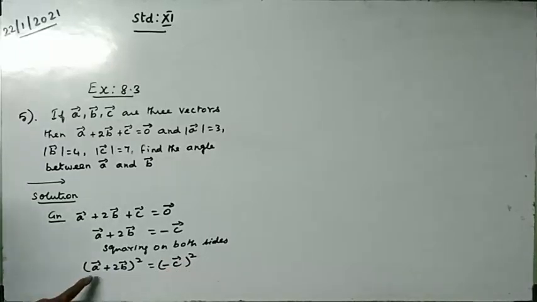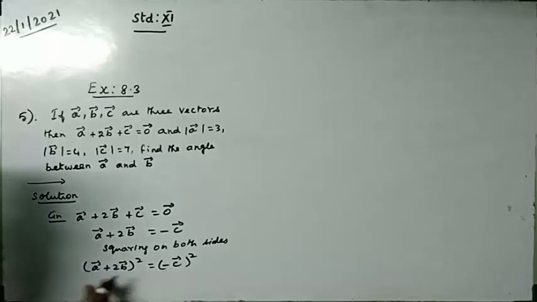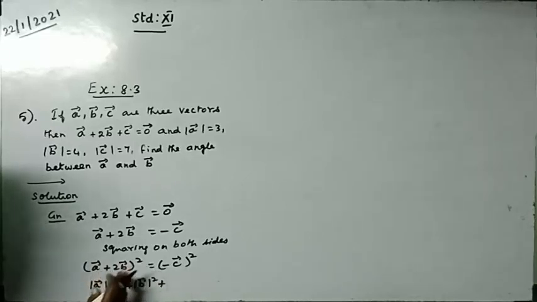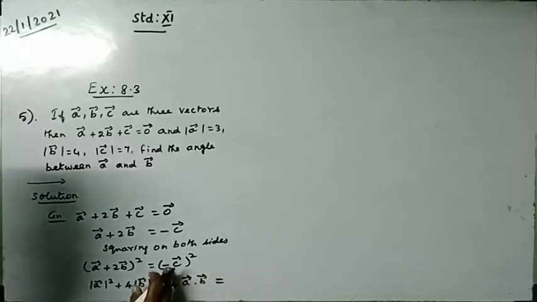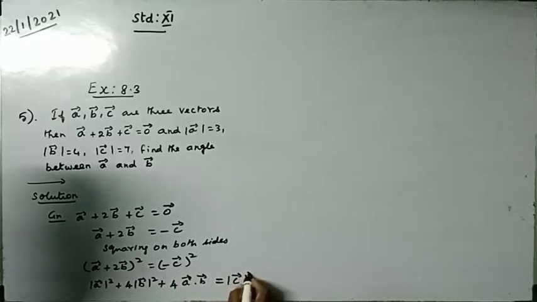Now substitute the identity, A plus B the whole square formula: A square plus B square plus 2AB. So A square is modulus of A vector the whole square, plus 2 square is 4, 4 modulus of B vector the whole square, plus 2AB, 2 2s are 4, AB that is A dot B, A vector dot B vector, which is equal to, now minus C into minus C is plus, so it becomes modulus of C vector the whole square.